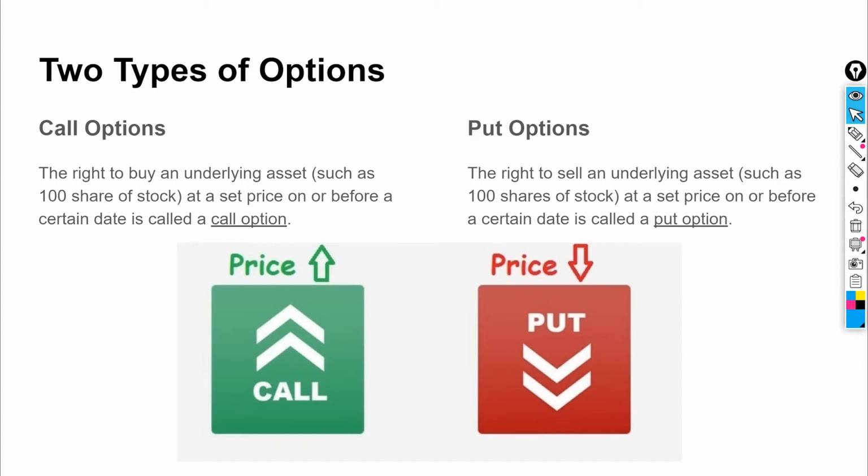Put options, on the other hand, give you the right to sell 100 shares of the underlying stock at a set price on or before a certain date. Now, put options are bought by individuals who are hoping that the underlying stock will go down. And as the stock goes down, the value of a put option, which gives you the right to sell shares at a fixed price, hopefully above where the market price is, as the stock goes down, the value of that put option contract increases. And we'll cover this in more detail in just a minute.